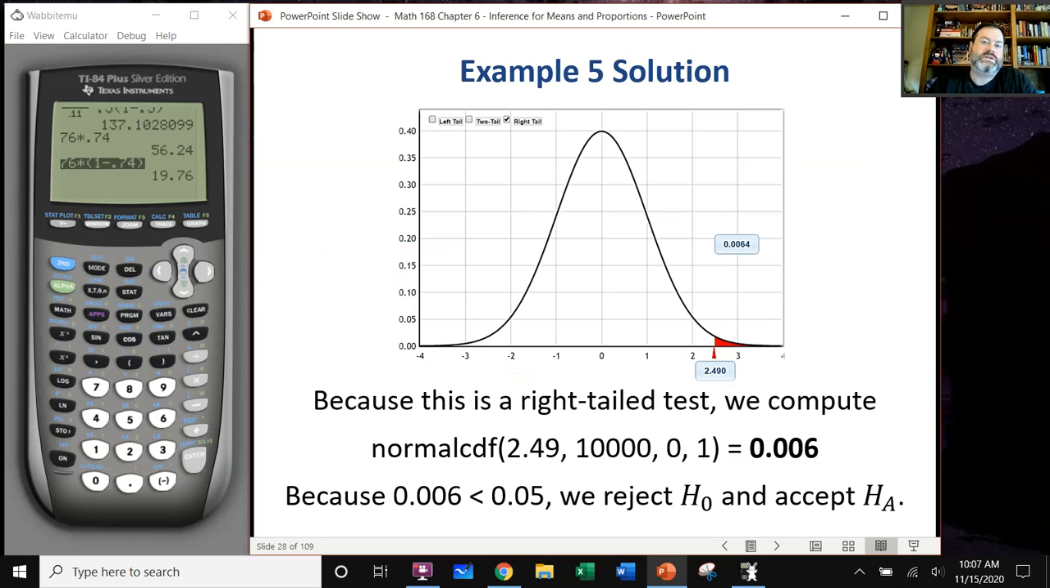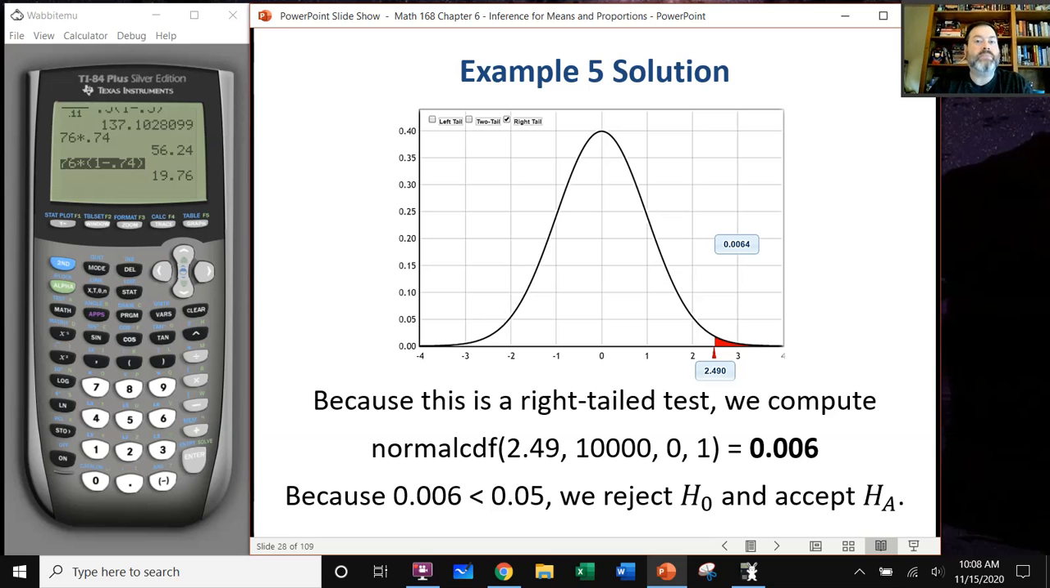So now we just use the techniques from chapter 5, normal CDF. The left endpoint is 2.49. The right endpoint is just some number way down on the right side. So I use 10,000. You can use any big number that you want. 0 and 1 are the default settings for the mean and standard deviation. And you get a p-value of 0.006. So that's our p-value, 0.006. And because our p-value was smaller than alpha, 0.05, we reject the null hypothesis and accept the alternative.